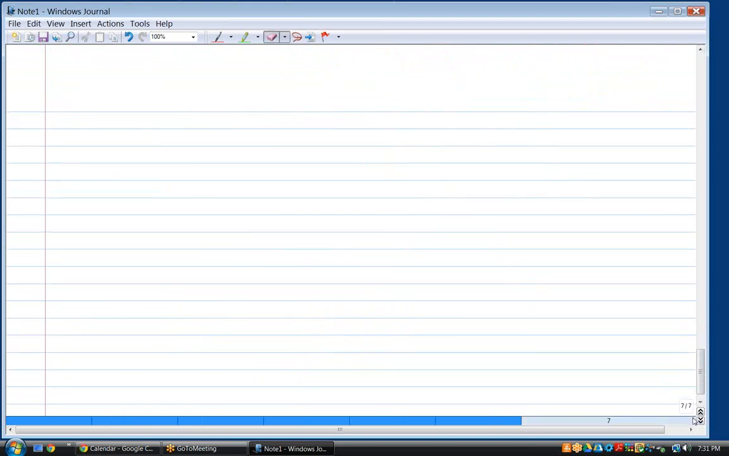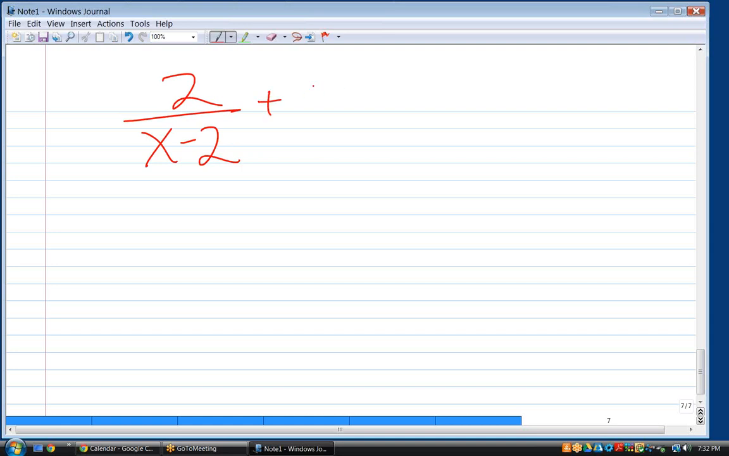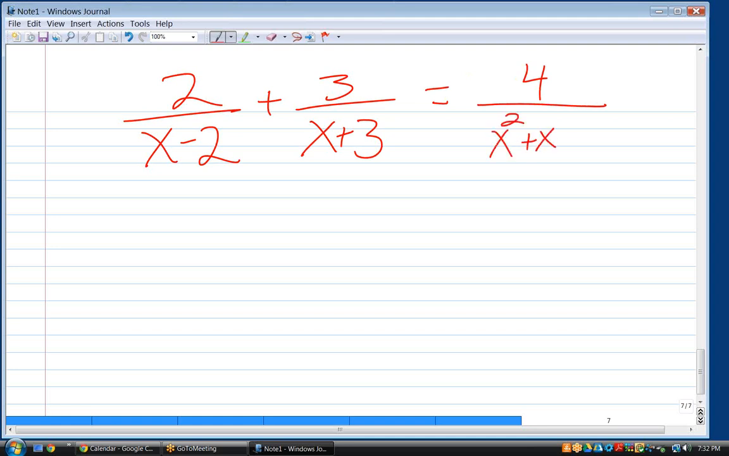What else? Solve the equation 2 over x minus 2 plus 3 over x plus 3 equals 4 over x squared plus x minus 6. When you see an equation like this, and there's a quadratic in it that looks like it can be factored, factor.